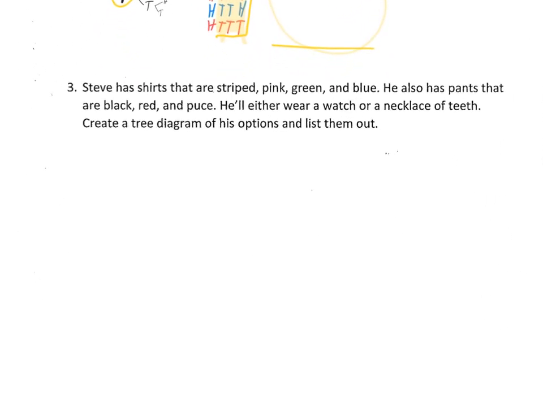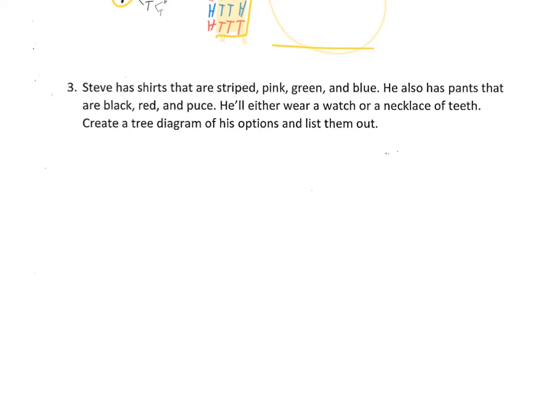Alright, number 3. Steve has shirts that are striped, pink, green, and blue. He also has pants that are black, red, and puce. He'll either wear a watch or a necklace of teeth. Create a tree diagram of his options and list them out.